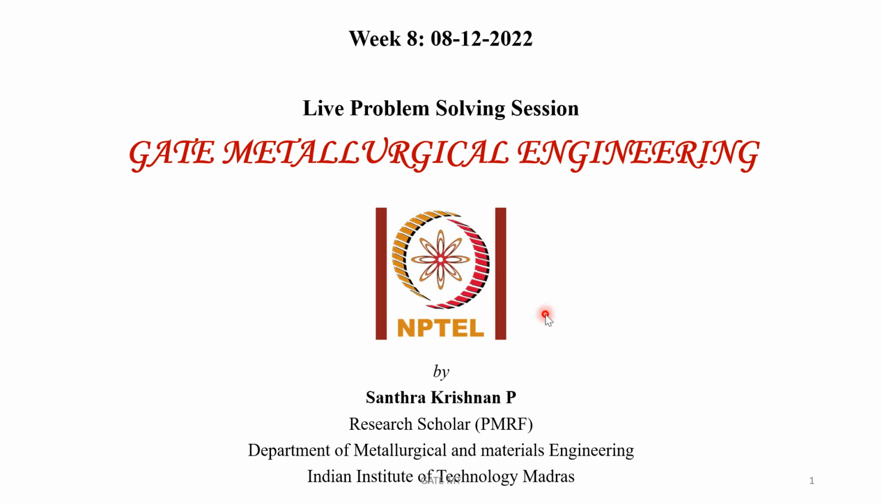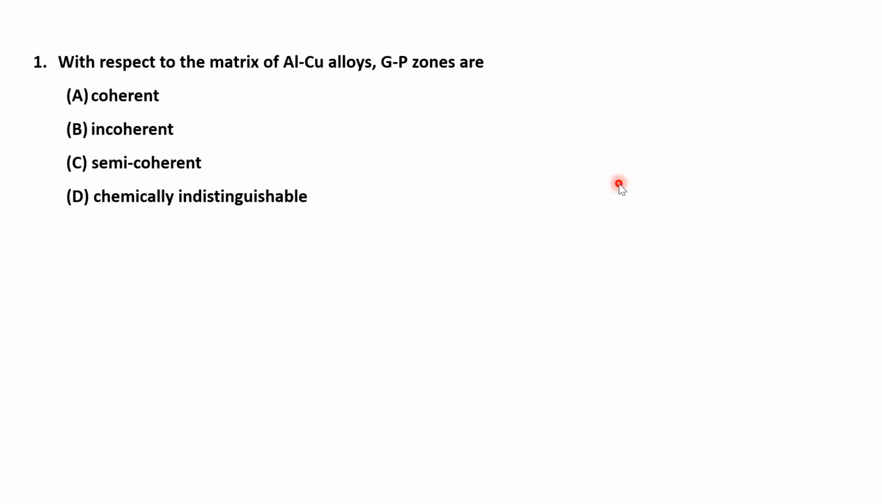So we'll move on to today's session. We'll start with the questions. The first question is, with respect to the matrix of aluminum copper alloys, GP zones are: we have A, B, four options. Coherent, incoherent, semi-coherent, and chemically indistinguishable. If you look at these questions, we can say that it is from the precipitation hardening of aluminum copper alloys. Aluminum copper alloys will undergo a process known as precipitation hardening when they are quenched and then slowly heated. And they will have different types of AlCu2 precipitates forming. They're asking whether this particular type of precipitate is coherent, incoherent, semi-coherent, or chemically indistinguishable.